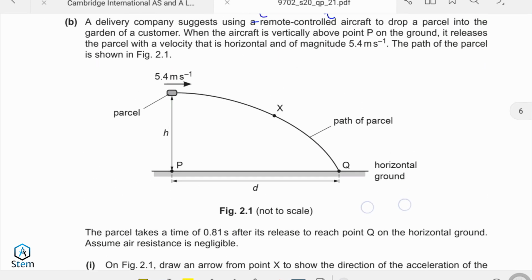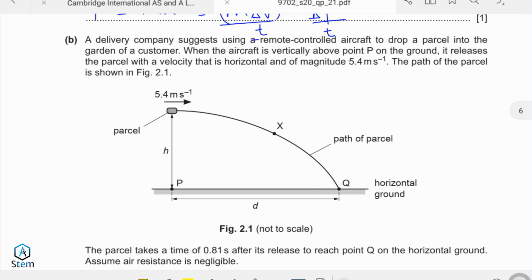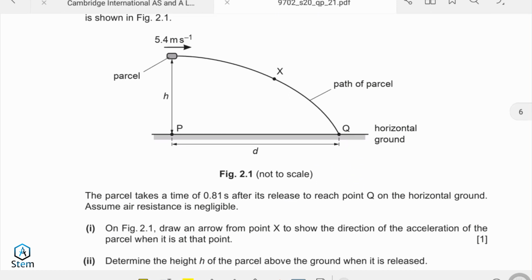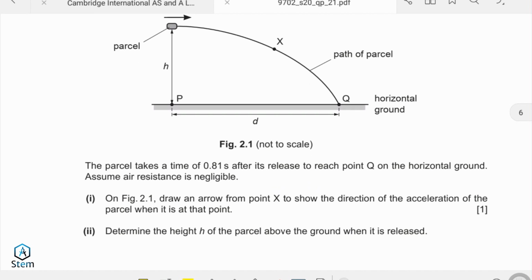A delivery company suggests using a remote-controlled aircraft to drop a parcel into the garden of a customer. When the aircraft is vertically above the point, the parcel takes that time after its release to reach point Q on the horizontal ground. On Fig 2.1, draw an arrow from point X to show the direction of the acceleration of the parcel when it is at that point.